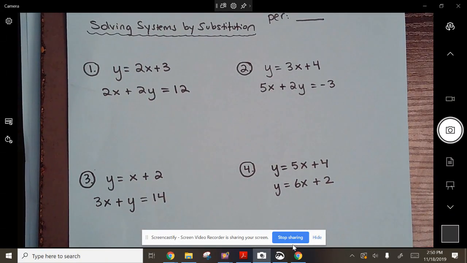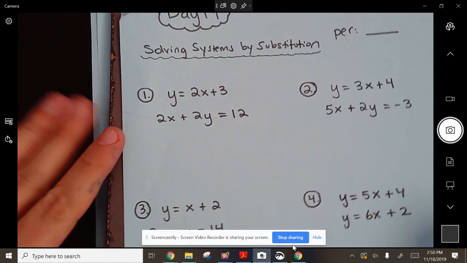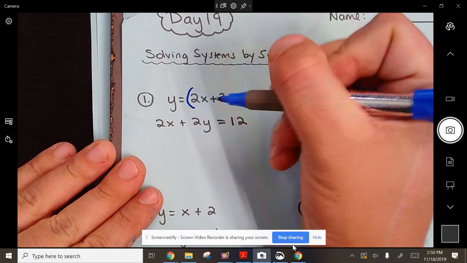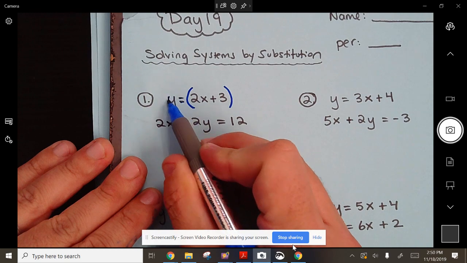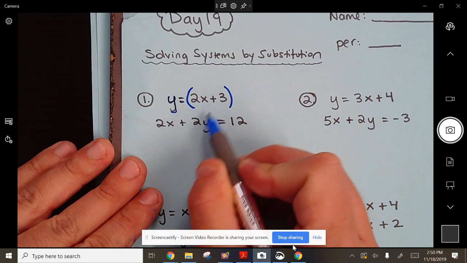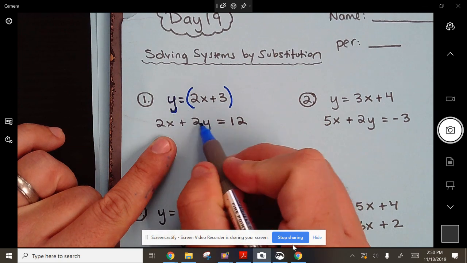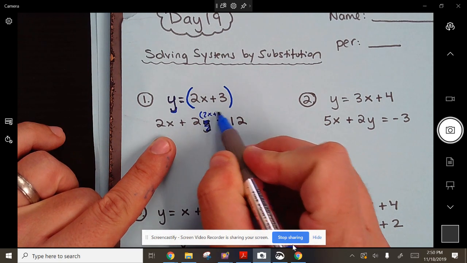Okay, we're going to go ahead and do a couple of these problems, making sure we know what's happening with solving by substitution. I know today may have been a little rough, but hopefully you realize this part here, all of this equals y. So when I go ahead and use the second problem, I'm going to plug this in wherever I see the letter y right here. I'm going to plug in 2x plus 3 for y.